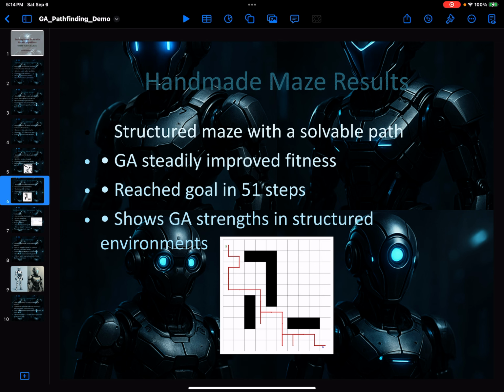Next, I tested the algorithm on a hand-designed maze with a clear, solvable path. In this case, the algorithm steadily improved across generations and eventually discovered a path to the goal in 51 steps. This highlights the strengths of genetic algorithms when the problem structure and fitness function give useful feedback.